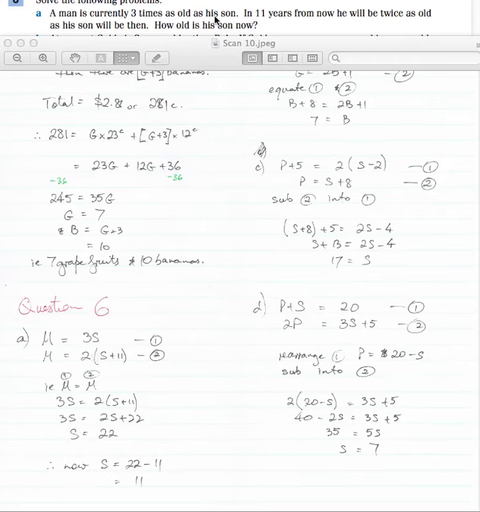This is how it works. A man is currently 3 times as old as his son. So let's write that information down. And this is the first equation, which is why I've got a 1 behind it. In 11 years from now, he, the man, will be twice as old as his son will be then. Now, his son will be plus 11. Okay, here's my plus 11. He has changed by 11. But the man will be twice that age.